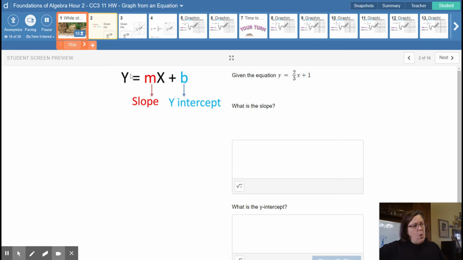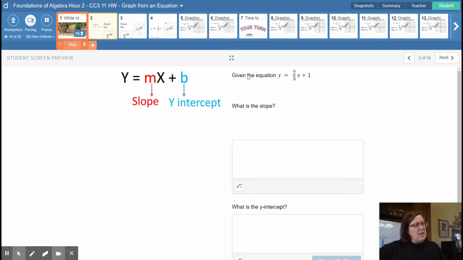So anytime you get a y to be plain and by itself, look after it, and if there's a number times x plus this plain number, then we know it's in slope-intercept form. And we know that this m, this number next to the x, is our slope, and this plain b is going to be our y-intercept. If it's a plus with a number, it's going to be a positive number. If it's a minus a number, it's going to be a negative number.